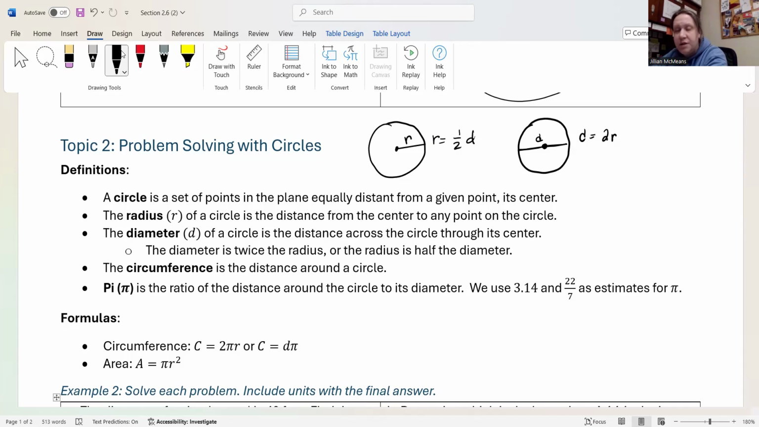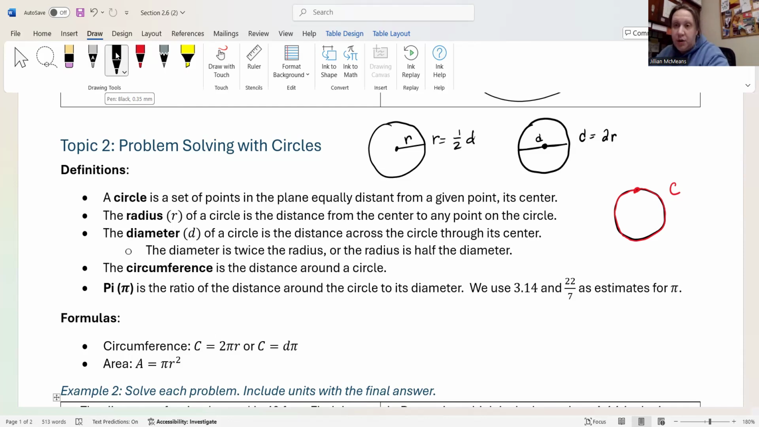Next, we get the circumference. The circumference is similar to perimeter, but because a circle is not really a polygon, we have to call it something else. So the circumference of a circle is the distance around the circle. So any circle, all right, I'm going to pick a point on that circle, and I'm going to go all the way around the circle. That is your circumference. We use an uppercase C to indicate circumference, okay?